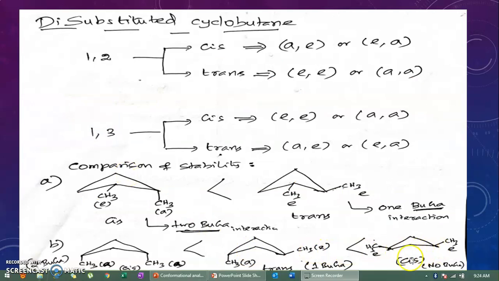In the cis isomer, this is the conformation with the two alkyl groups in di-equatorial form. In di-equatorial form, there are no axial interactions, and there are no butane-Gauche interactions also. Therefore, this conformation is the most stable conformation among the three. Okay. So, in 1,3 dimethyl cyclobutane, right, the di-equatorial cis conformer is the most stable conformer. Are you clear?